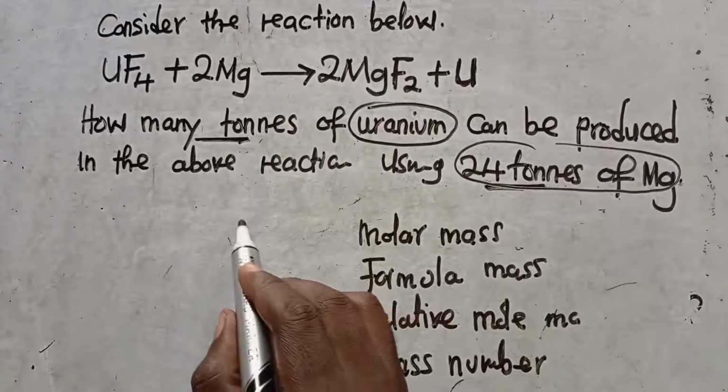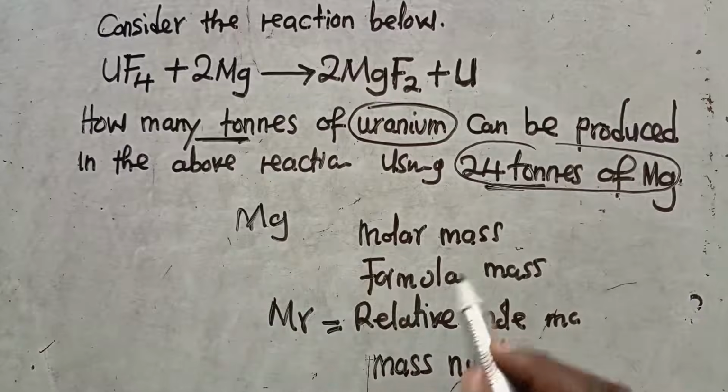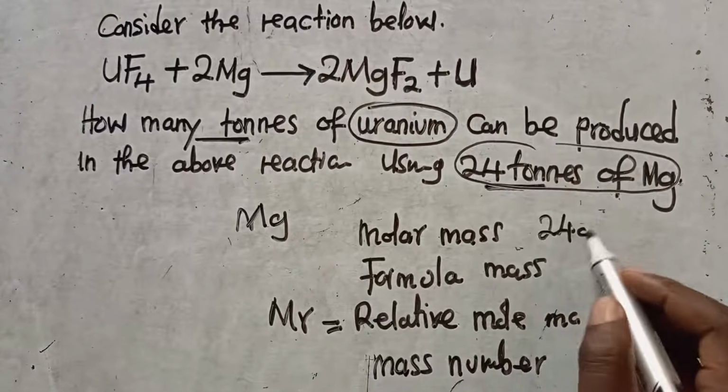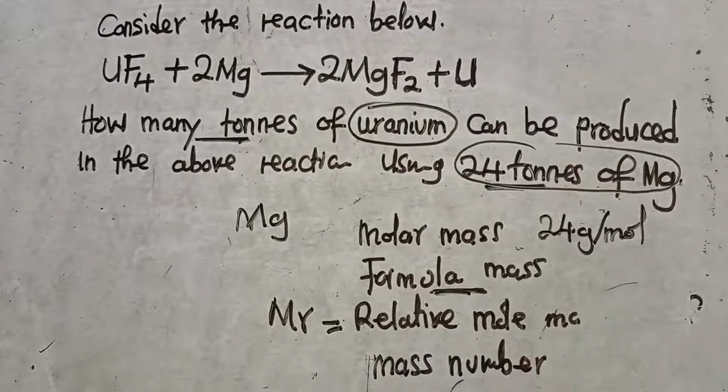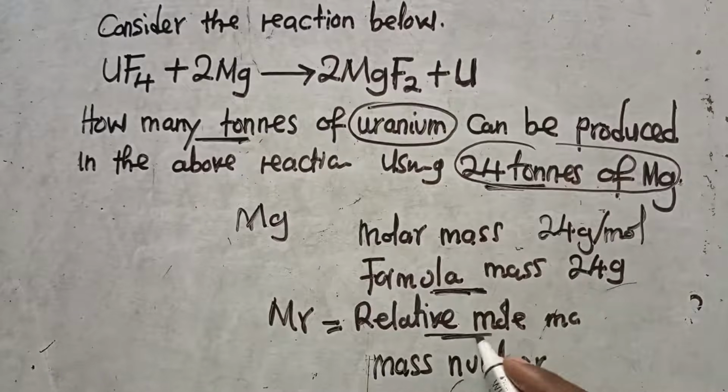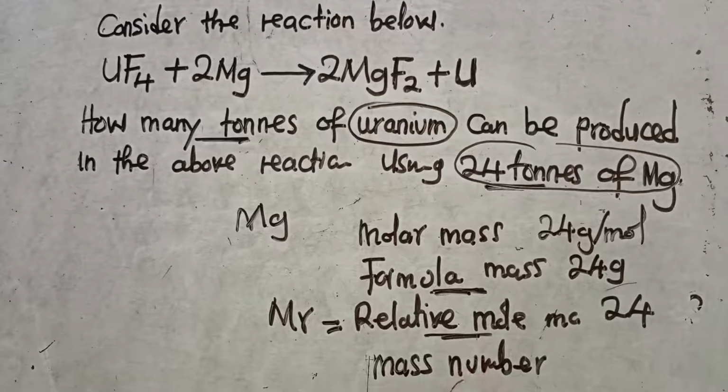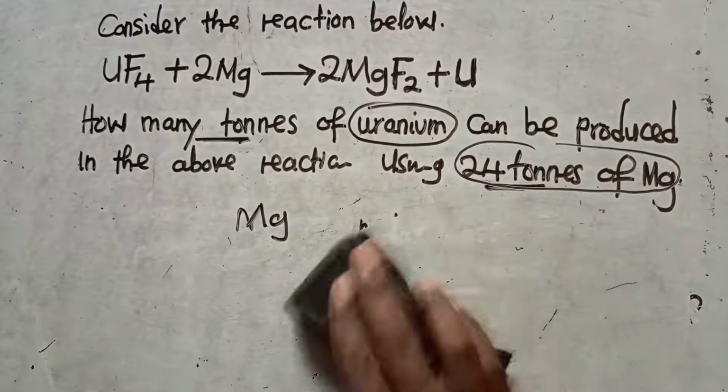For example, if we get magnesium in a question, what is the molar mass for magnesium? 24 grams per mole. What is the formula mass for magnesium? It is just 24 grams. What is the relative formula mass? It is just 24. What is the mass number? Mass number is 24. So we are talking about one thing, but we are just changing the units. This is what I just want you to understand.